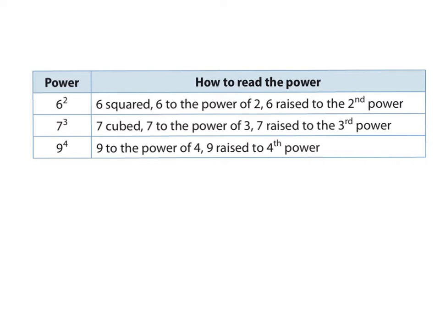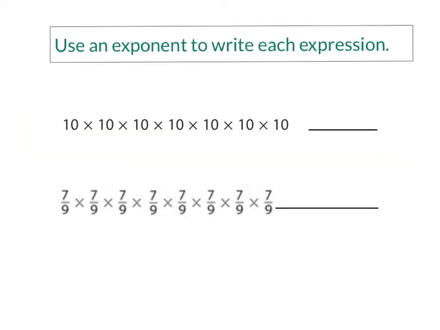Let's try. We are going to use an exponent to write each expression. Remember, our base is going to be the number used as a factor. In this case, our base is going to be 10, our base big number. And then our exponent is going to be how many times 10 appears in this expression. So I'm going to count 1, 2, 3, 4, 5, 6, 7. So 10 to the 7th power.